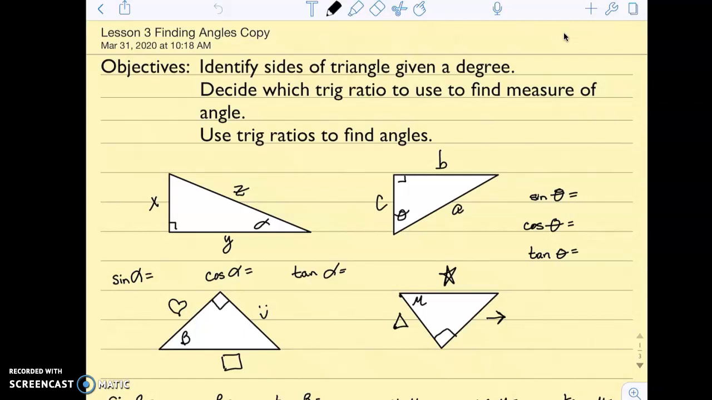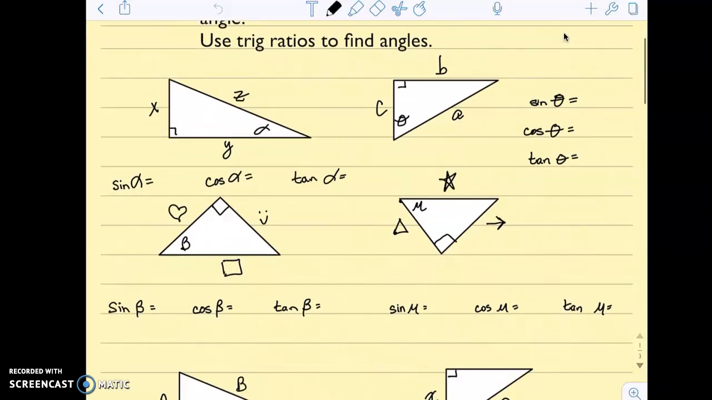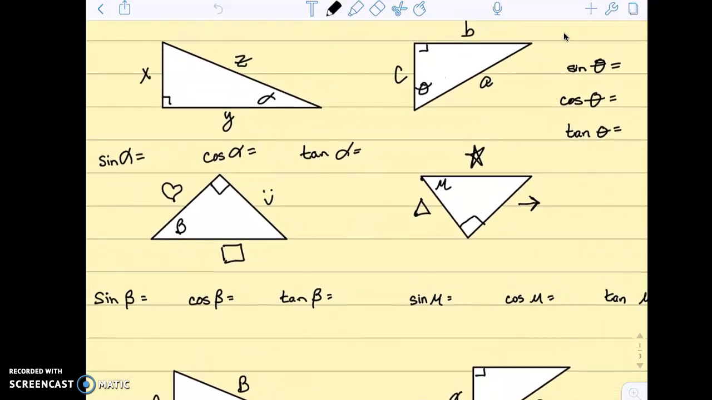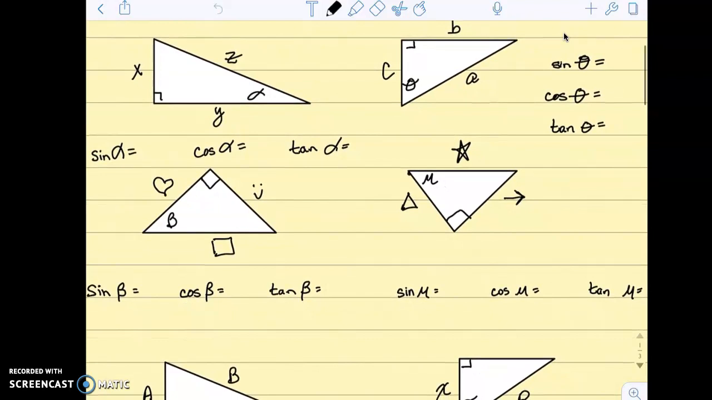So we're going to do three things: identify sides of triangles when I'm given an angle, decide which trig ratio to use, and then actually find angle measurements. One of the things I noticed when I was grading your first set of lessons and free responses is that some of us are really not good at figuring out opposite and adjacent. We just want it to be the same every time. So I've given us four triangles that we can use, and we're going to do sine, cosine, and tangent for each of them.